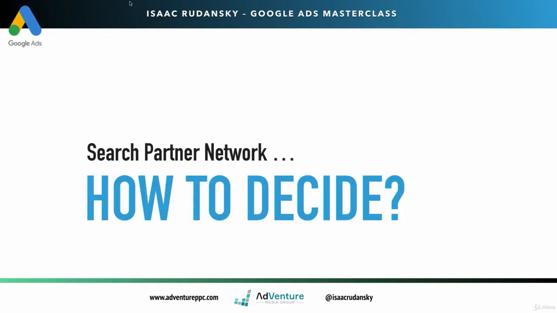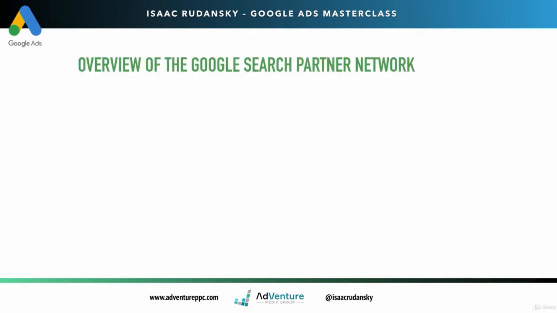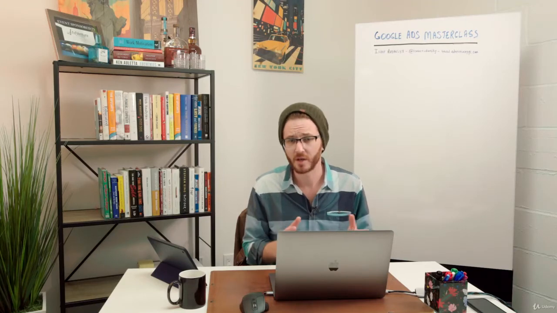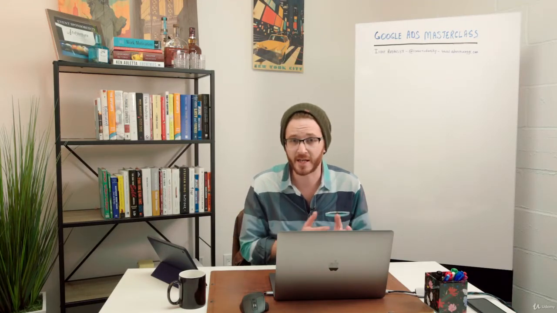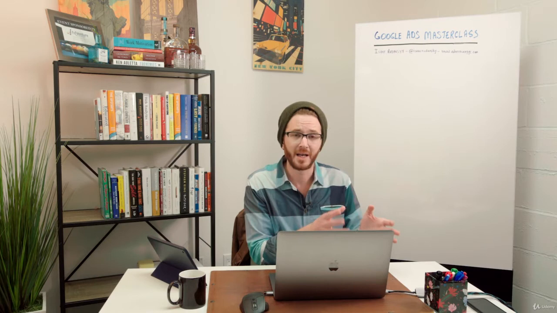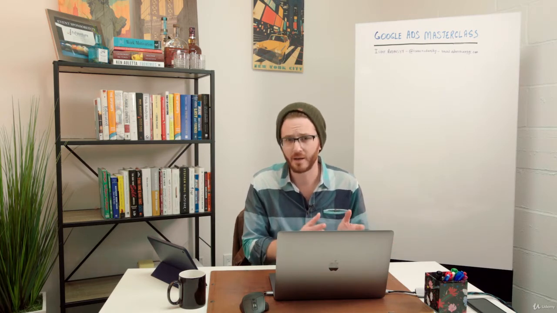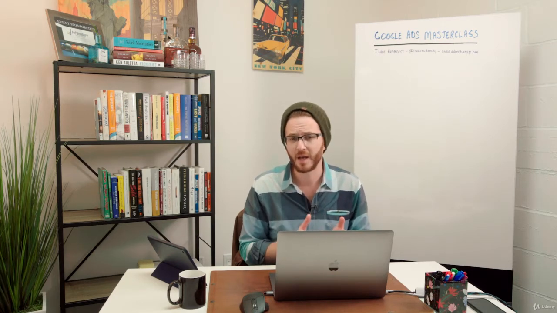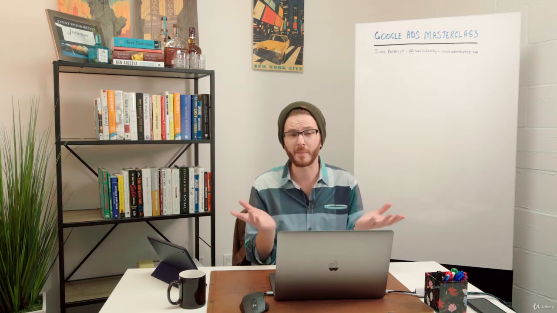So let's do a quick overview of the Search Partner Network. The Search Partner Network includes sites like YouTube, Amazon, Ask.com, Google Maps, About.com, many others. There's no official list. These are sites that have search functionality within them, and there's not just a handful. There's thousands and tens of thousands of sites like this that use Google search functionality in some way in their websites, and there's a range between real, legitimate websites like the ones I'm listing above and just tons of these random blogs that also use search functionality.